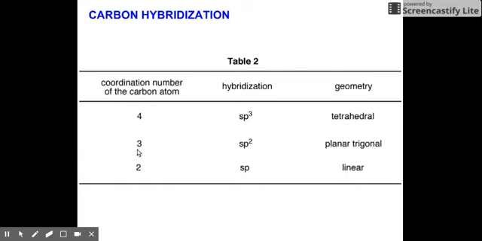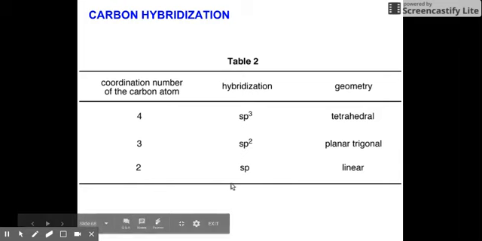So for three terminal atoms, you'll only have sp2, one from s and two from p. That's to accommodate the three surrounding atoms. So you get a trigonal planar. Sorry for that, it should be trigonal planar shape. And lastly, if you only have two surrounding atoms, then only one from s and one from p for carbon will hybridize, will share, and so you will get only a linear shape.